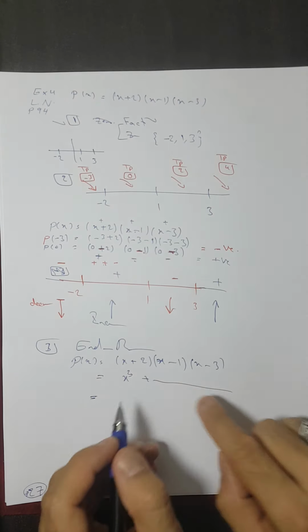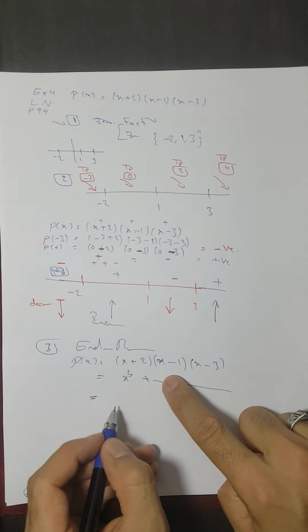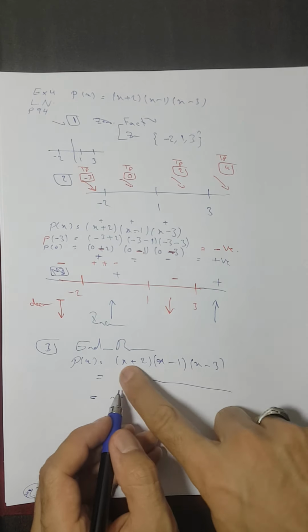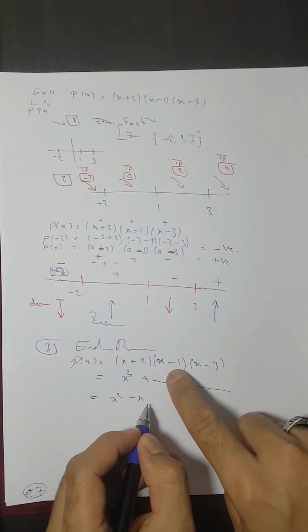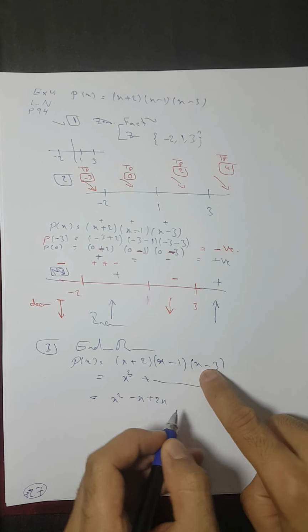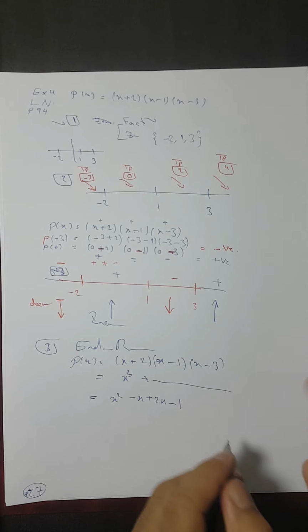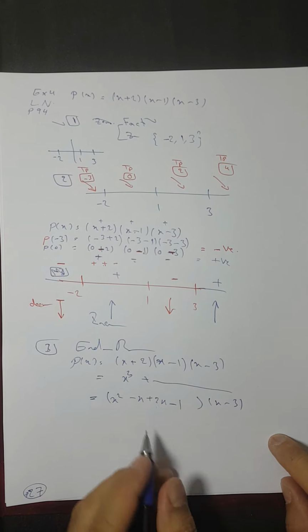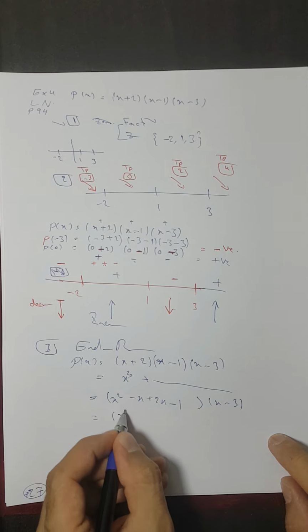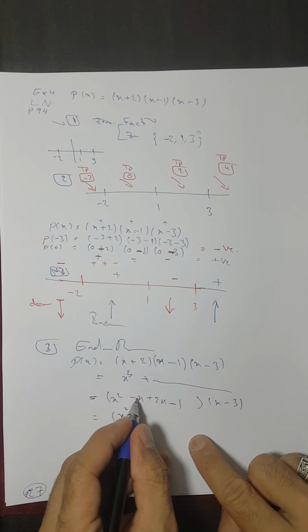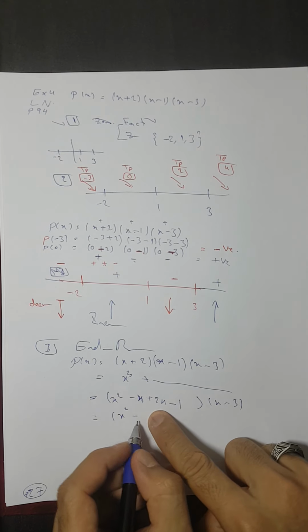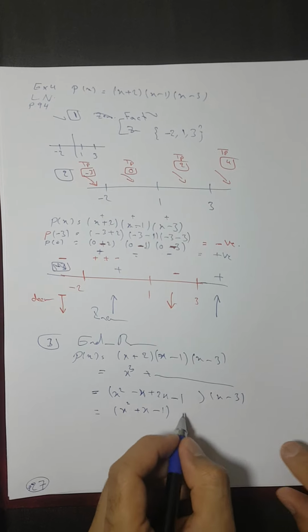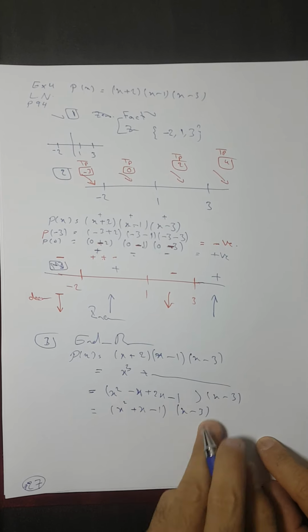If I multiply this one by that one, I will get what? x squared minus x plus 2x minus 1. Again, multiply x minus 3. So here is x squared. This one and that one, they are common, so I'll get x minus 1. Multiply x minus 3. Now I'm multiplying this one.